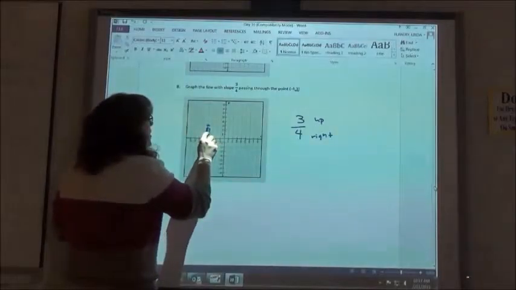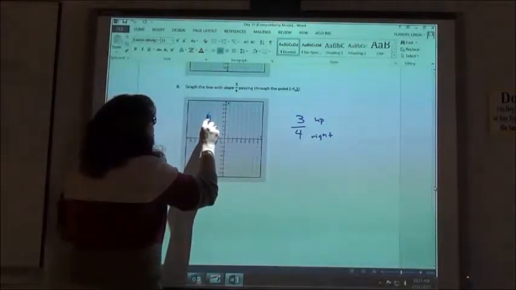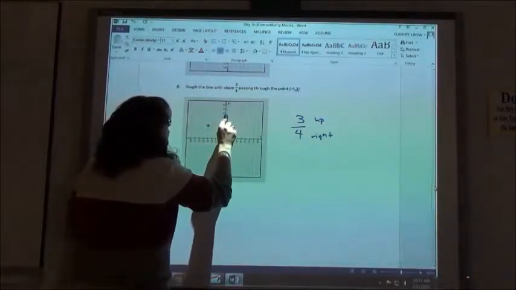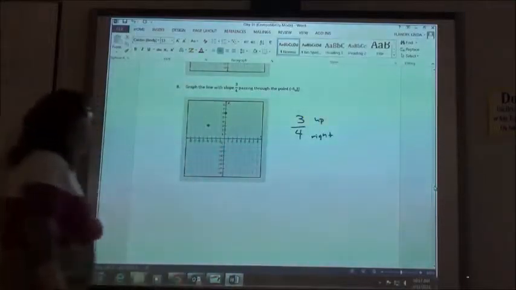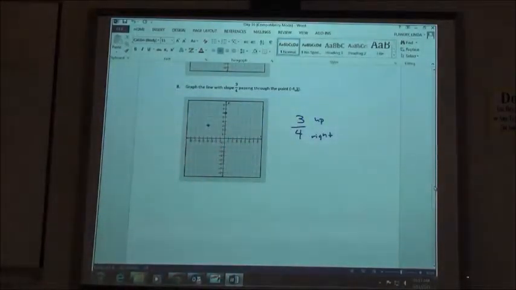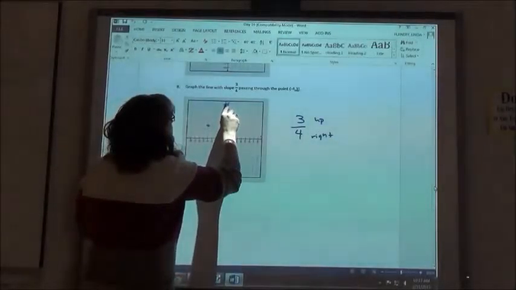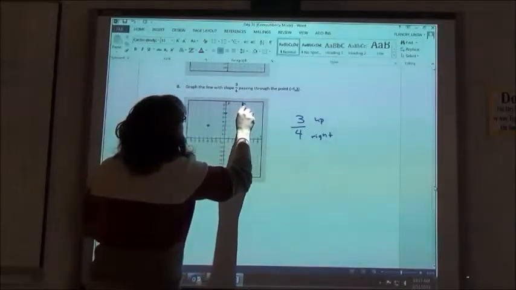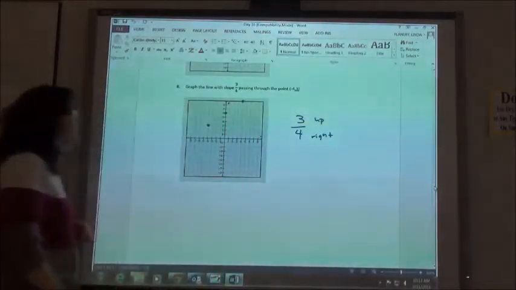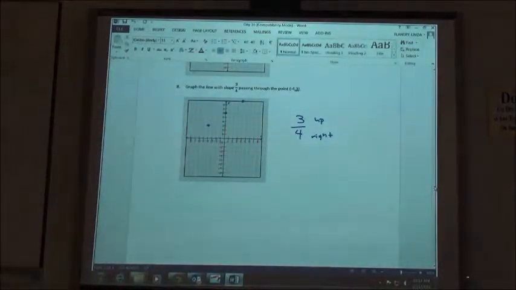So if I start here, I'm going to go 1, 2, 3 up, and 1, 2, 3, 4 to the right, and I end up right on the y-axis at 6. If I went up 1, 2, 3 and over 1, 2, 3, 4, then I'm way up on the top of my graph over there.